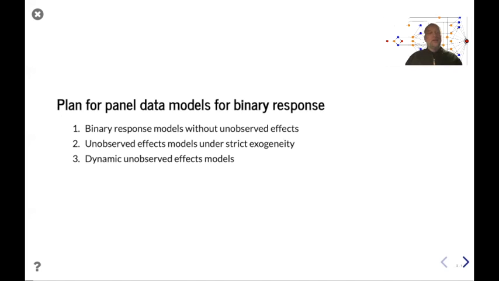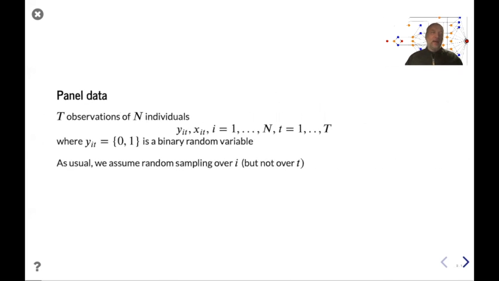As we'll see, that's kind of the overview of what we're going through. Okay, so before we can talk about how to estimate models, we need some data. And here's the notation for panel data. So we assume we observe n individuals over t time periods.